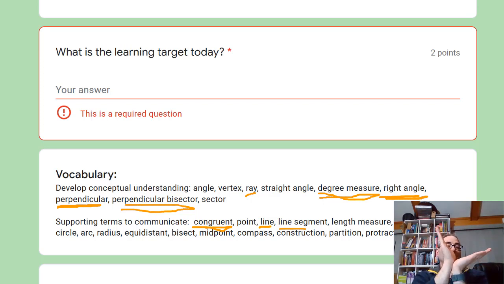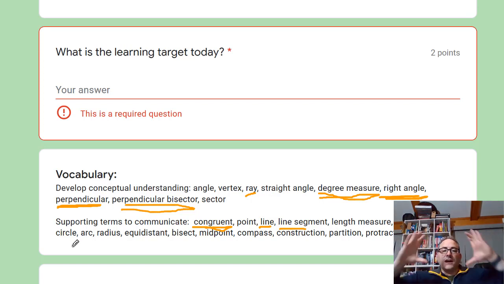Obtuse, as you might guess, is anything greater than 90. If you were in class last week, we went over these two. But we're in this. So for some of you, this might be a little bit of review, but for some of you, this might be hearing it for the first time. Circle, remember? Circle, 360 degrees.